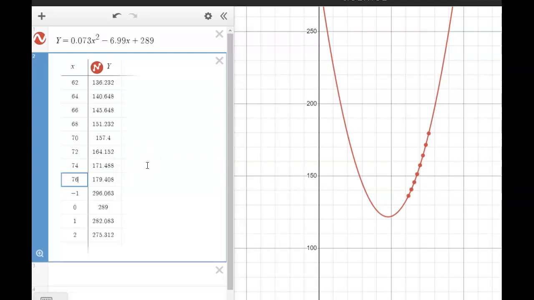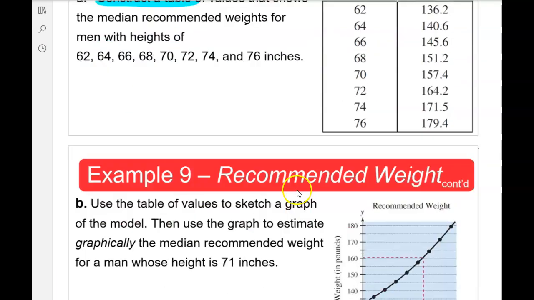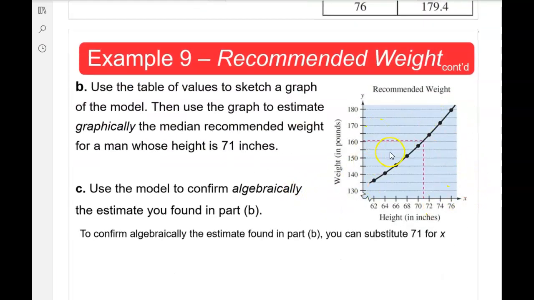Now, if we are just approximating with the graph that we were given on this part right here, which is part B, use the table of values to sketch the graph and then approximate. So what will be the weight for a man whose height is 71 inches? So 71 will be located right here in between 70 and 72. So it's that dashed pink line. And so if we approximate, it looks like it could be 160.